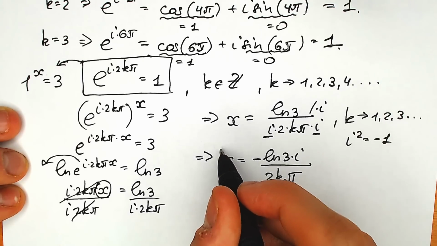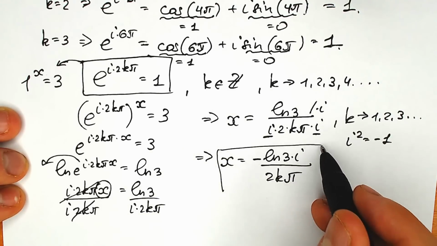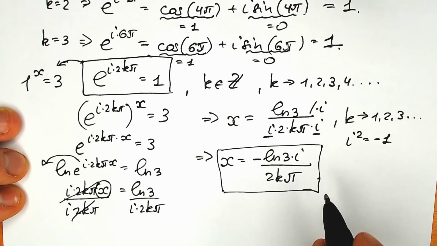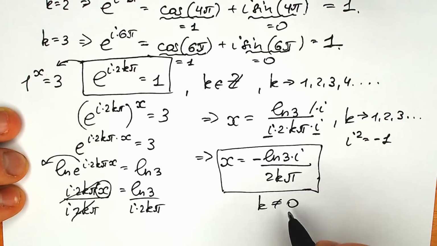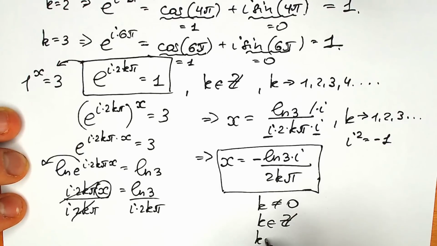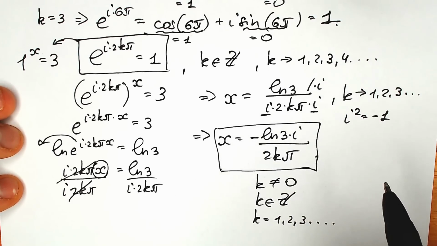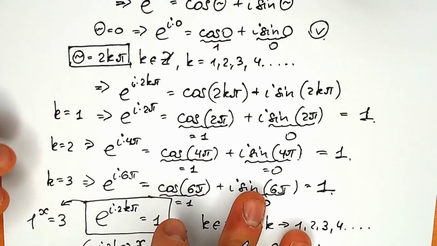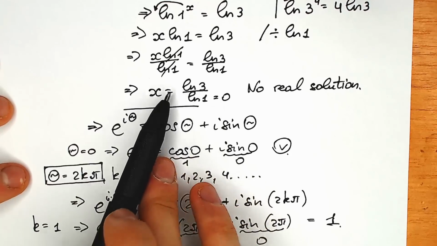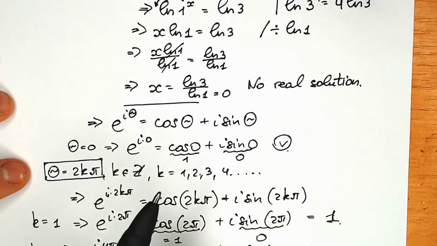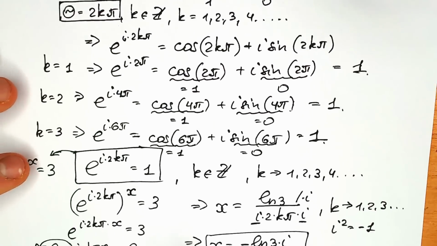We're going to write it: k is not equal to 0. K is an integer value, k belongs to Z, like a pattern 1, 2, 3. And this is our solution to this question. Obviously, this is a complex root, because in the beginning we proved that x is not a real number, because we can't divide by 0, and with this tricky approach we have our answer.